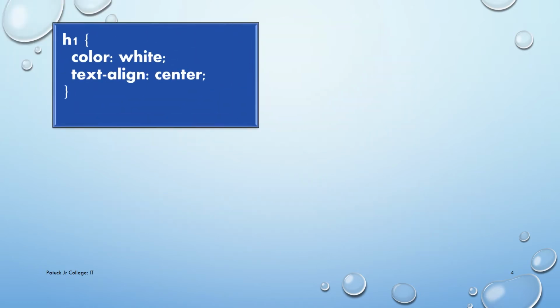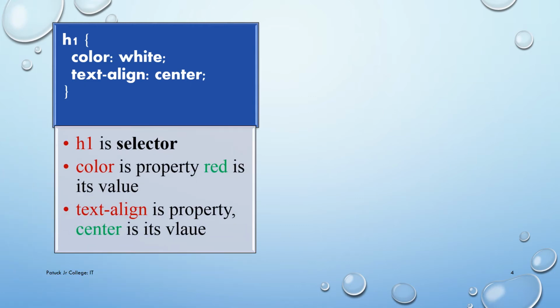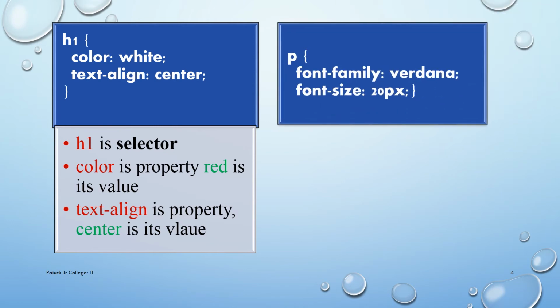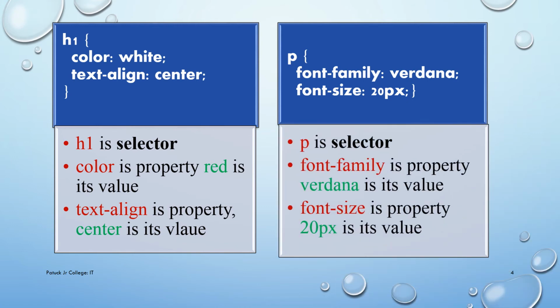H1. Now H1 is a selector. Property color, its value is white. Text align is a property, center is its value. The same thing is displayed here. Take another example, paragraph, P tag. The P tag is called the P selector. What attributes is it taking? Font family, value is Verdana. Font size is 20 pixels.